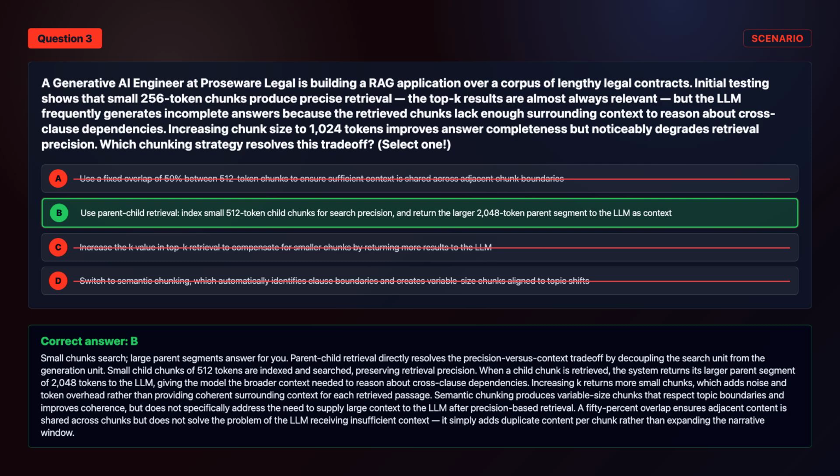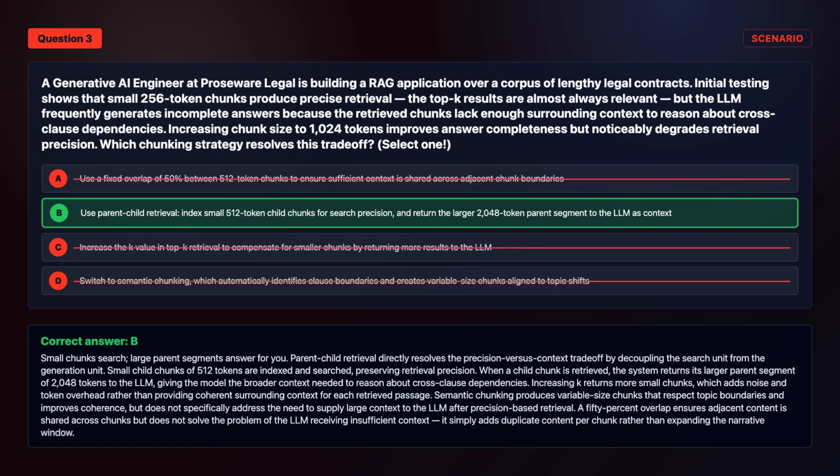Increasing K returns more small chunks, which adds noise and token overhead rather than providing coherent surrounding context for each retrieved passage. Semantic chunking produces variable-sized chunks that respect topic boundaries and improves coherence, but does not specifically address the need to supply large context to the LLM after precision-based retrieval.